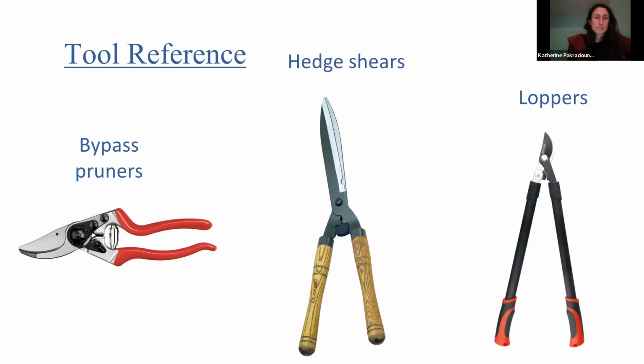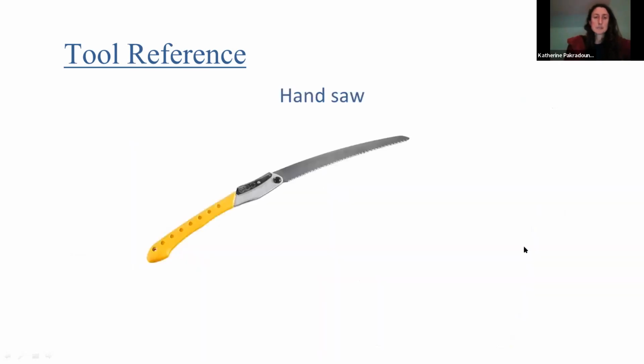So, tool references: bypass pruners. I just call them hand pruners. But hedge shears are these big bunny-ear ones, where you make box hedges. Loppers are for larger diameter branches than you could handle with a pruner. Sometimes they have telescoping handles so you can reach tall places.